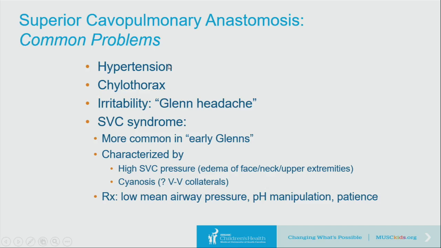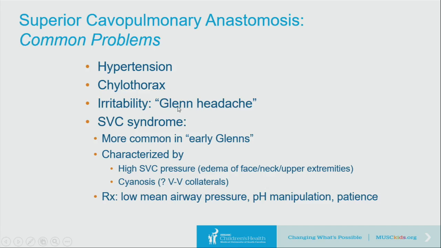That's probably due to the more efficient circulation, because the single ventricle now only has to pump blood to the body and not to the lungs anymore. Some of that's going to be from volume overload and pain in the early postoperative period, but hypertension is a common problem. Chylothorax, because of the elevated pressure in the innominate vein and the thoracic duct, and then the irritability or the Glenn headache due to that acutely elevated CVP, right?